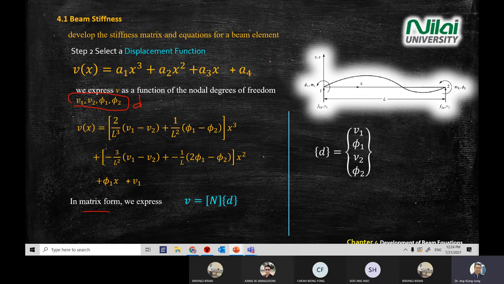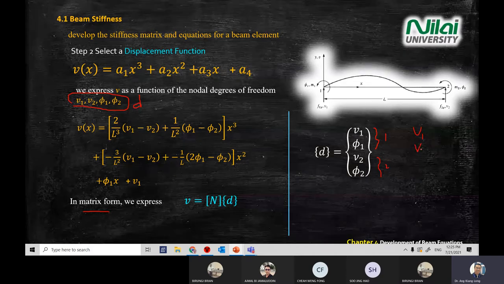Yeah, so we're going to see something like that. Your D is going to be V1, theta 1, V2, theta 2. When you write the matrix, remember you write in sets: this is set 1, set 2, or point 1 and point 2 in sequence. Don't mix V1, V2, theta 1. Do the sorting yourself like this.